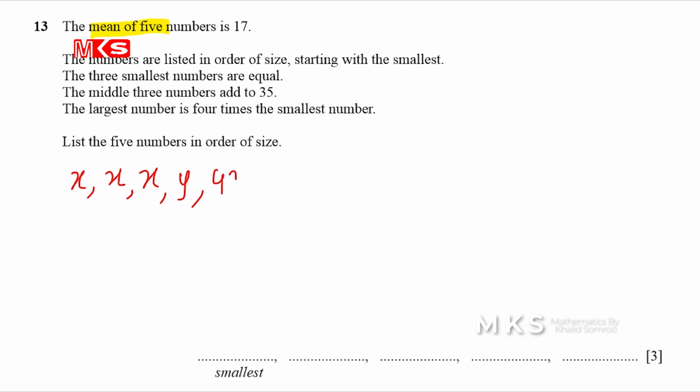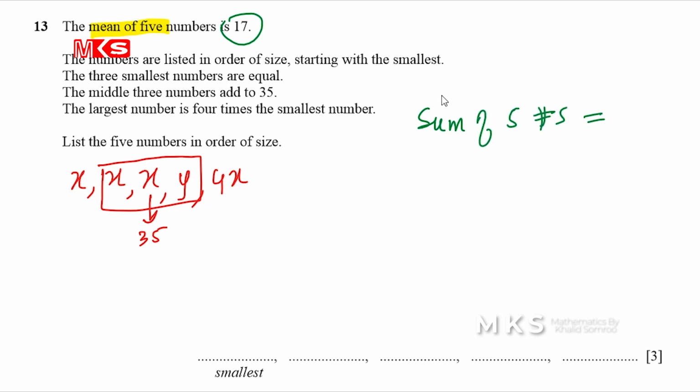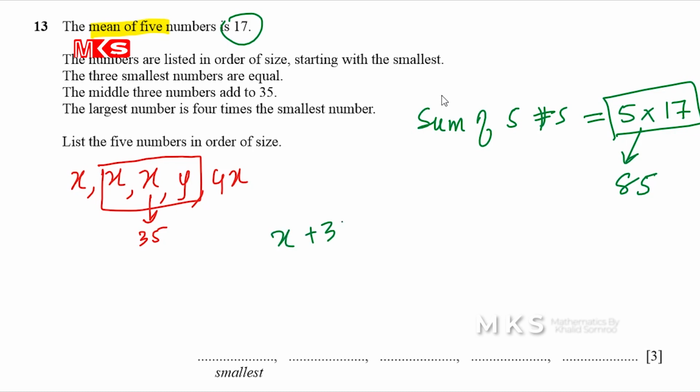The middle three numbers add up to 35. If the mean is 17, what will be the sum of the 5 numbers? That would be 5 times 17. If the mean is 17, then 17 times 5 will give the sum of all 5 numbers, 85. So it means x plus 35 plus 4x is equal to 85. The sum of the middle three numbers is 35, plus 4x.